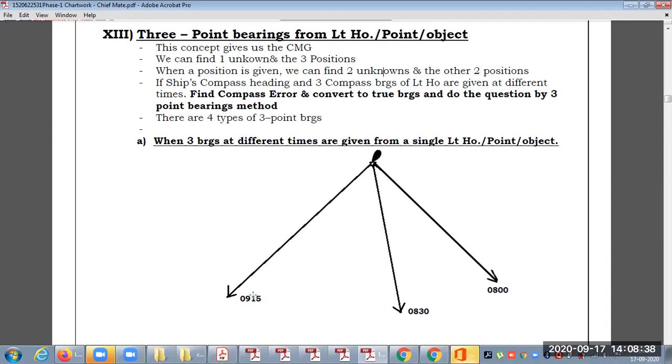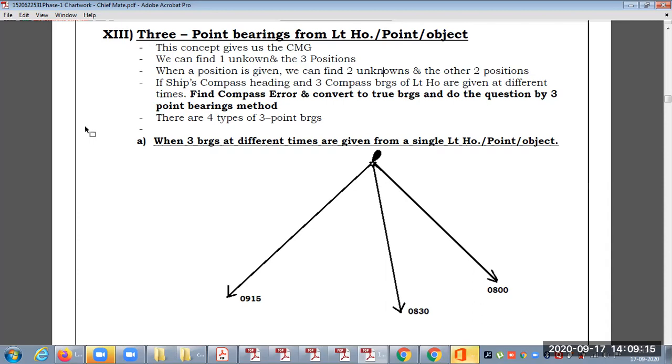So we have a bearing at 0800, 0830, and 0915. So these are three bearings. So we can find out the positions at all the three times, and any one unknown from the chart triangle, like course to steer, or set or rate or drift. When a position is given, we can find two unknowns and the other two positions. So if one position is given, we can find two unknown things, like course to steer and engine speed.